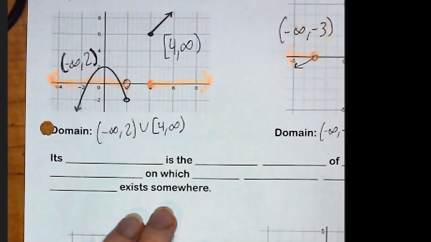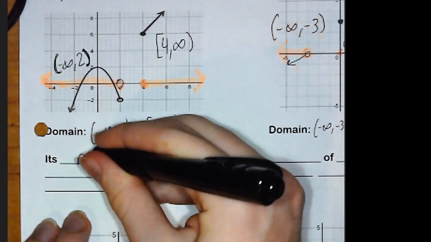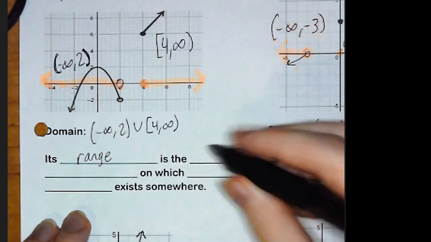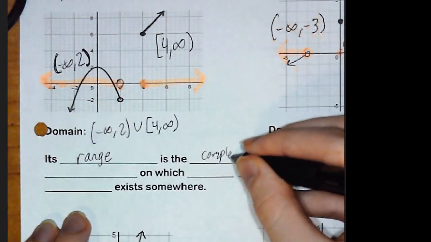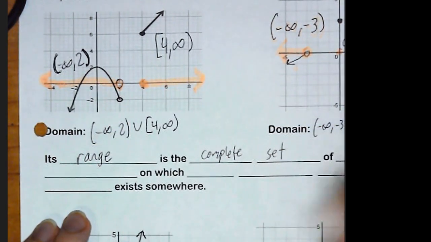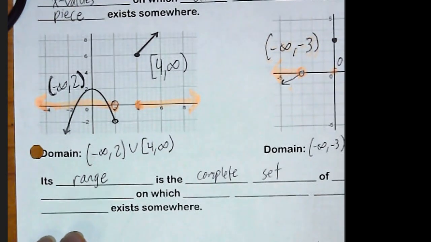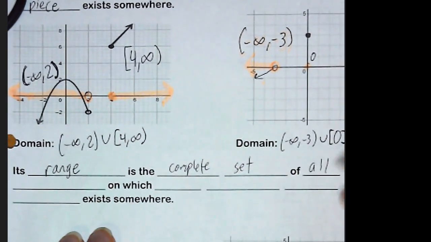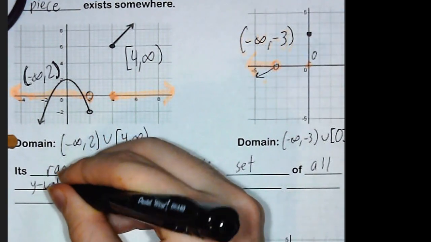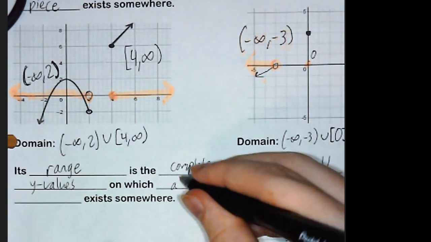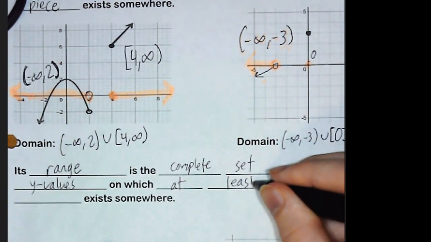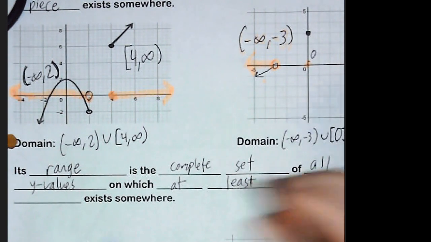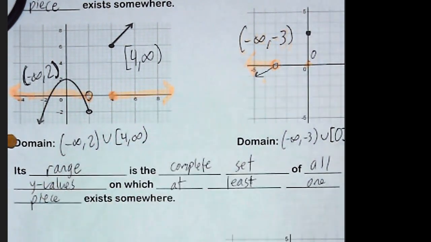Okay, let's talk about range. Again, this is about piecewise functions, which are functions that are split into multiple pieces. Its range is the complete set of all y values on which at least one piece exists somewhere.